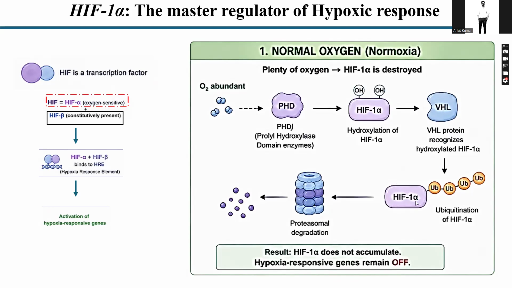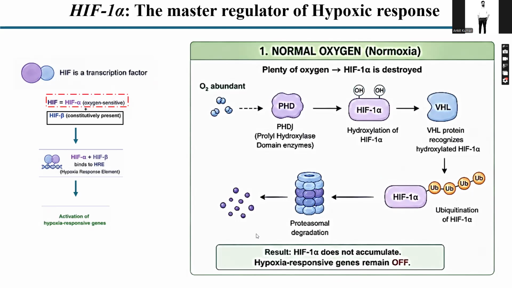And this ubiquitinated HIF-1 alpha enters into the proteasome, and the proteasome basically recognizes only this ubiquitinated HIF-1 alpha. And once it is recognized by the proteasome, the proteasome basically degrades this HIF-1 alpha subunit, right?